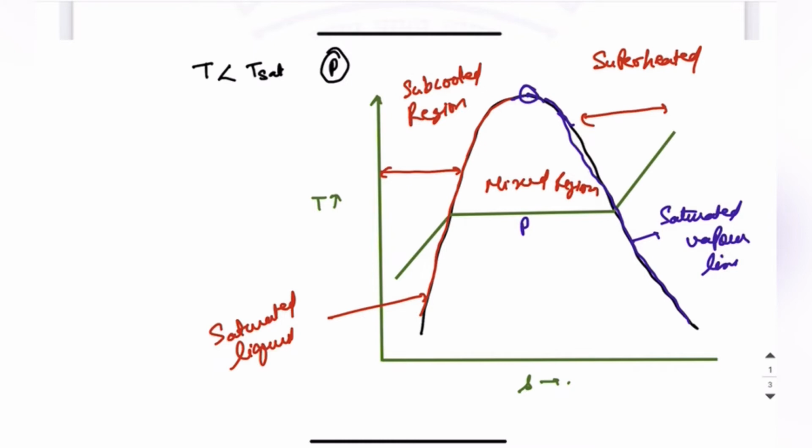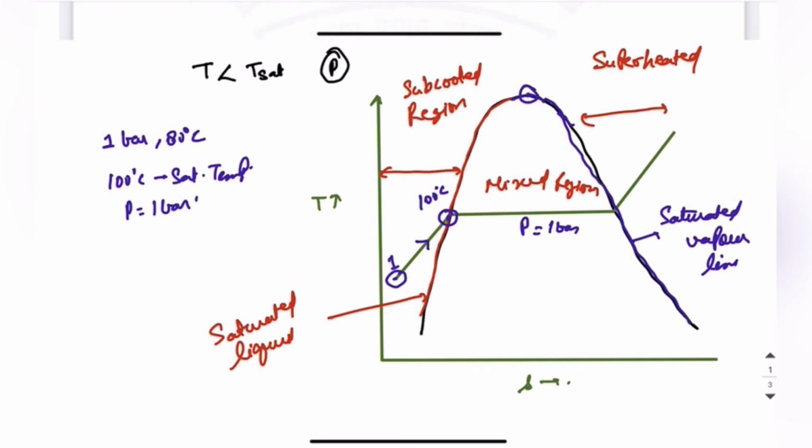Let us suppose water is at 1 bar and 80 degrees Celsius, and we start heating. So let's say this curve is P equal to 1 bar, and suppose water is initially at state 1 at this point. Now if we start heating the water, it will reach a temperature of 100 degrees Celsius, which is known as the saturation temperature. So this 100 degrees Celsius is the saturation temperature corresponding to the pressure P, which is 1 bar.